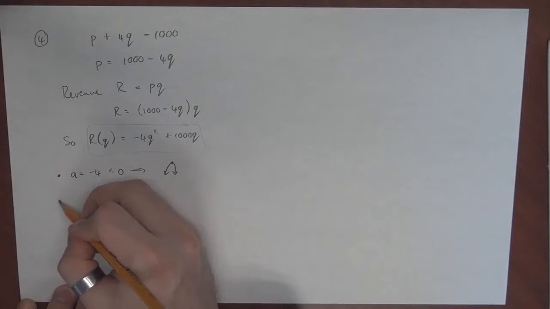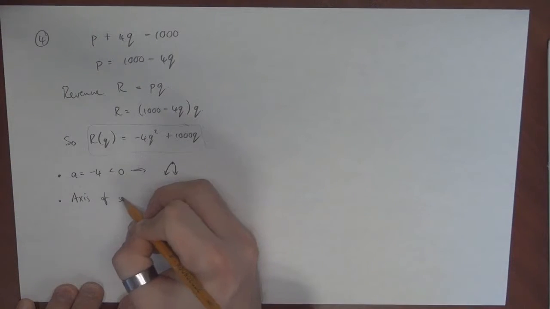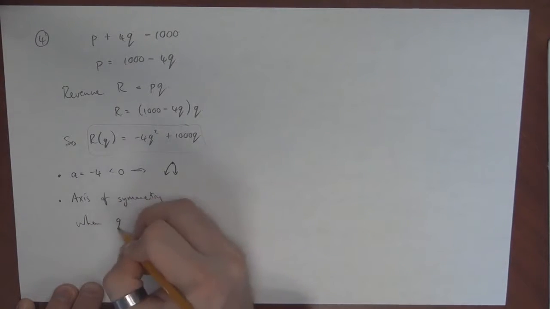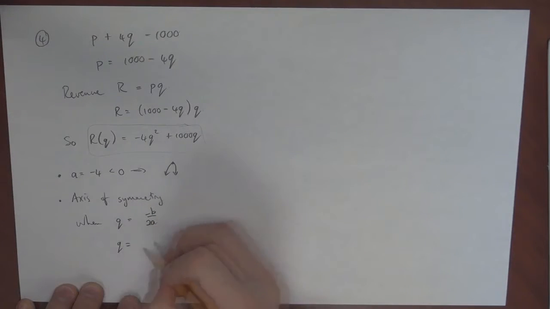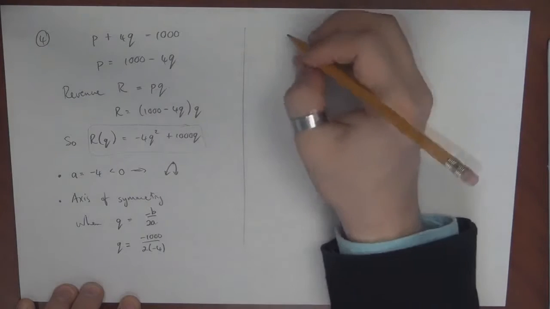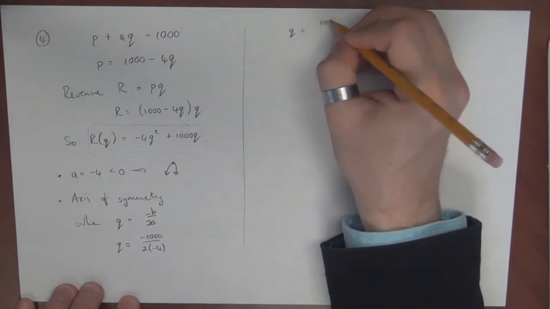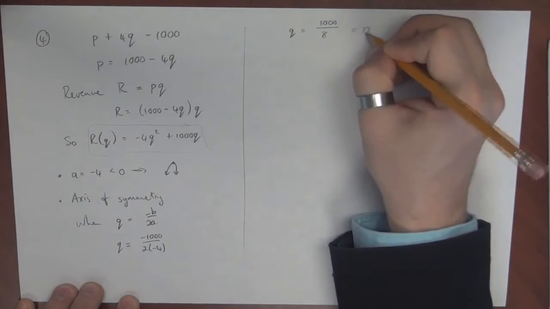Where is that maximum value? What value of Q? For that I need to look at the axis of symmetry. That is when Q is negative B over 2A. So Q is, well, B is 1,000 over 2 times A, which is negative 4. So Q is equal to 1,000 over 8, which is 125.